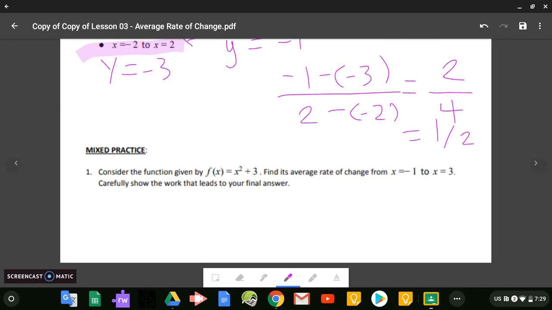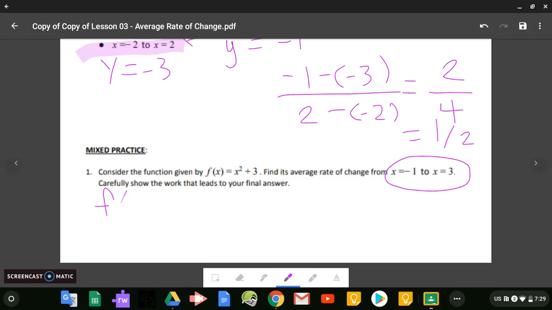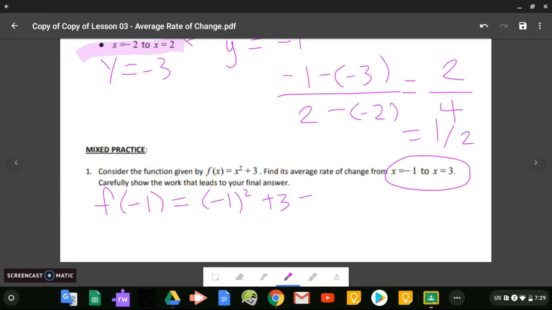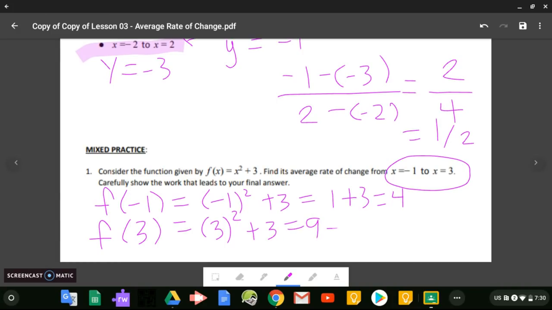So let's just take a quick look at number 1. For this question, they want the average rate of change from -1 to 3. So I just want to remind you guys, if they ask us to show our work, we're going to show our work. So we're going to substitute in -1 to find the output or the y value. When we do that, we're going to get 1 plus 3 equals 4. Again, we also need the output for 3. So we're going to do 3 squared plus 3. So that's 9 plus 3. That's going to give us 12.